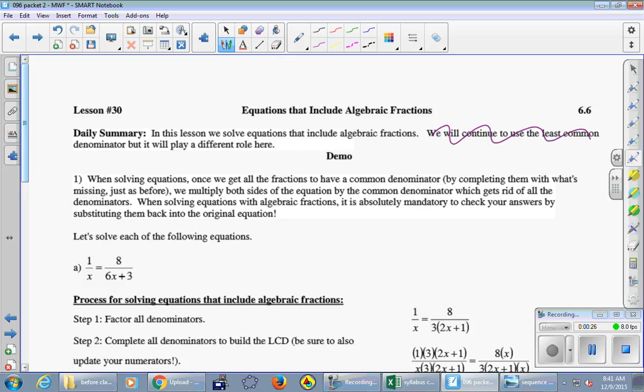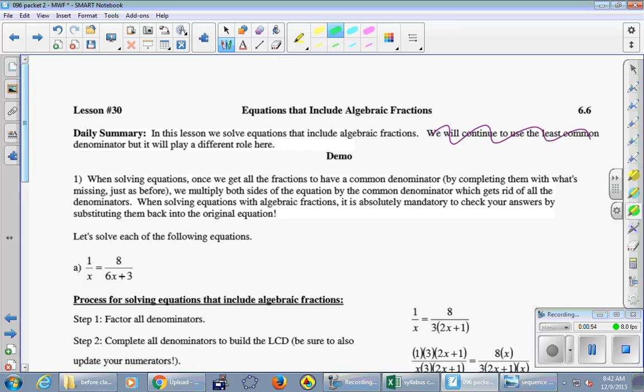So we spent 3 days playing with algebraic fractions. On the first day, we simplified them and we multiplied them and divided them. And then on the last 2 days, we added them and subtracted them. Today, we're going to be solving equations that include algebraic fractions. For the last 3 classes, answers have been things with x's in them. But today the answer is going to be stuff like x equals 5. It's going to be numbers because we're solving equations.